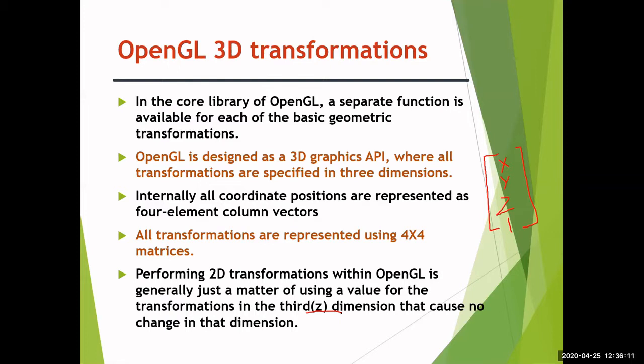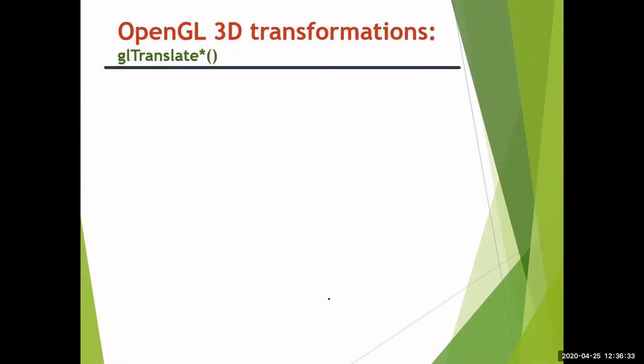Because OpenGL has all 3D functions, if we want to perform 2D transformations, then we need to operate on Z. It's quite easy, not difficult here, so it causes no change in any of the values. Let's start seeing the functions one by one. What is the first function we are learning here? The first function is the glTranslate function.